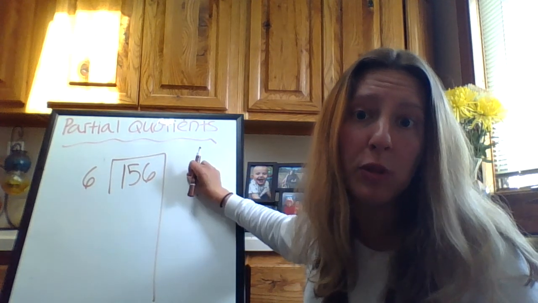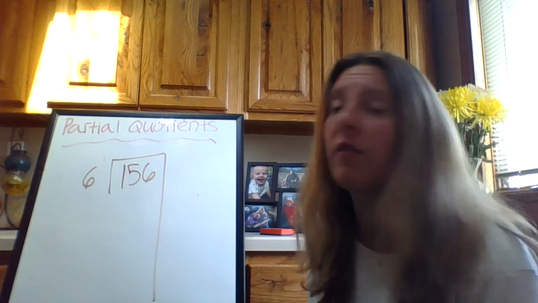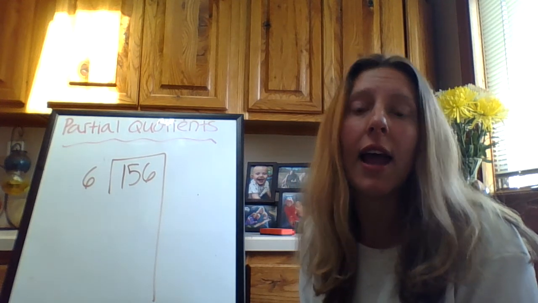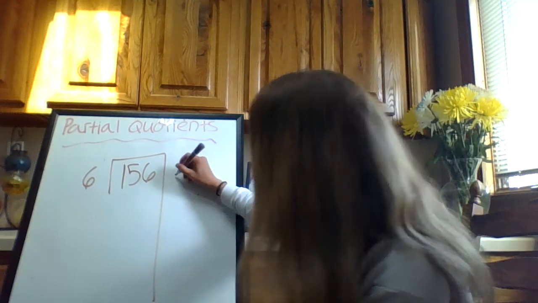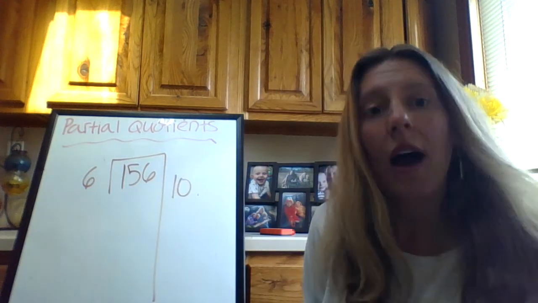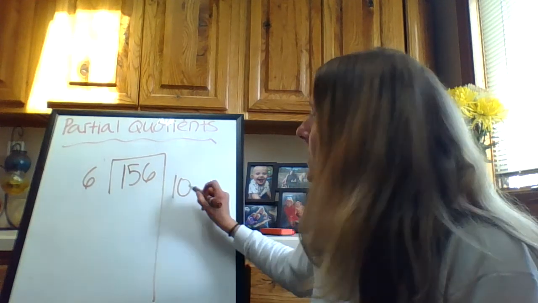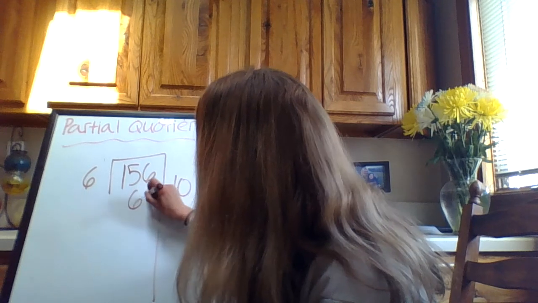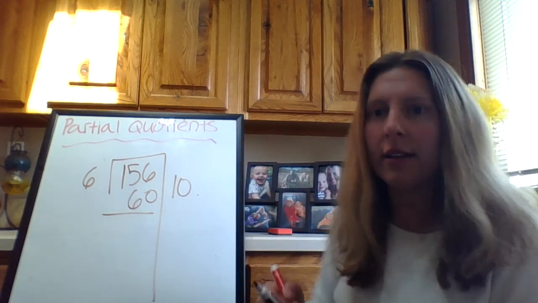So you could start with 2 and keep multiplying 2 times 6 until you get to 156, or we could start with a number that's a little bit higher and get closer. So I always like to start with 10. So if I write a 10 on the side, my first step is to multiply. 10 times 6 is 60. And I'm just going to write a little note on the side.